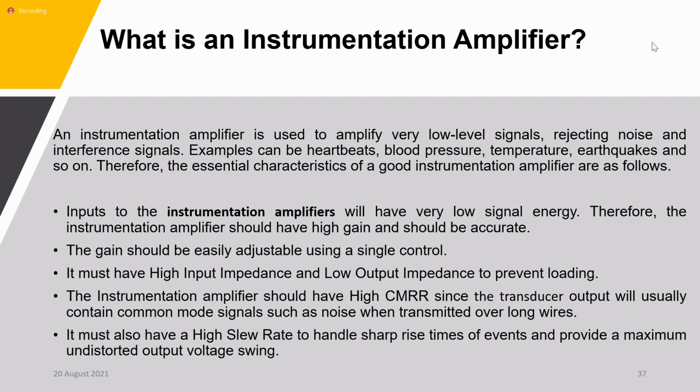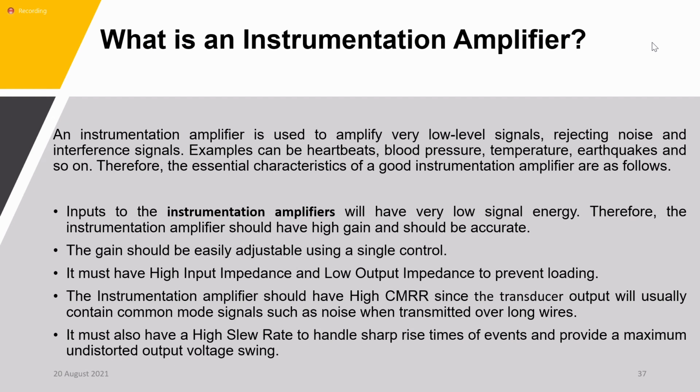An instrumentation amplifier is used to amplify very low level signals, rejecting noise and interference signals. Examples can be heartbeats, blood pressure, temperature, earthquakes, and so on. Therefore, the essential characteristics of a good instrumentation amplifier are as follows.